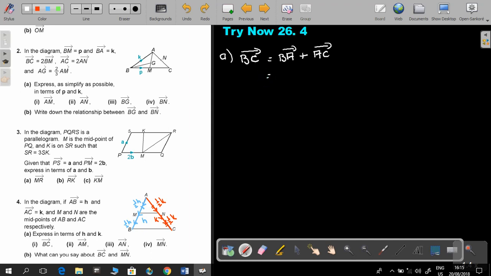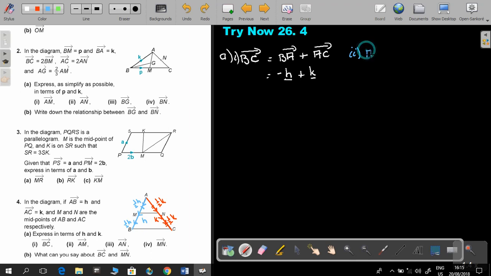Okay, now in the place of BA, remember if this is H, in the opposite direction it will be negative H. Okay, but this is in the same direction, so plus K. And that will be my final answer. Okay, that's the first one. Now let's go to the second one. I'm just going to do it here.